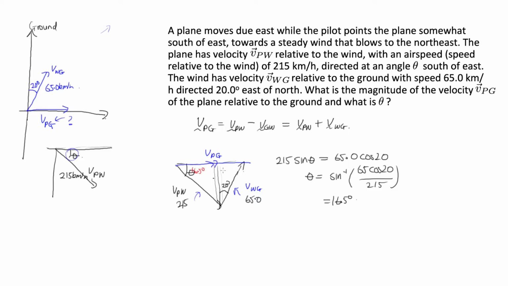So now we can work out what this is. Probably the easiest way to do this is just to consider this as two triangles and work out this length and this length. So we can write, well, the magnitude of VPG, which is easterly, is equal to 215 times cos of 16.5 plus 65 times sine of 20. And solving that, we end up with 228 kilometers per hour. And we know it's easterly, but we're just asked for the magnitude.